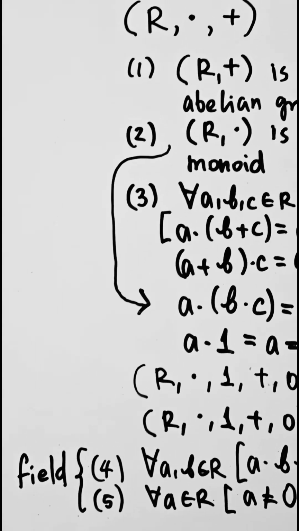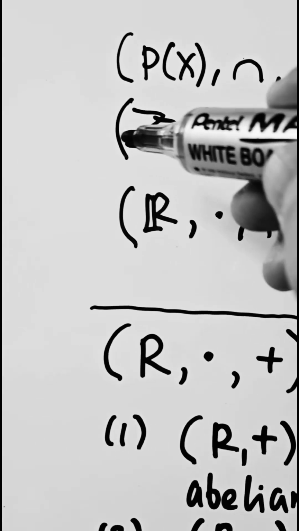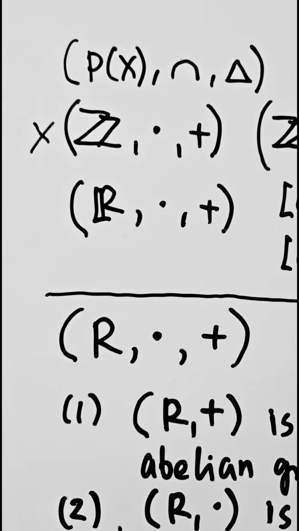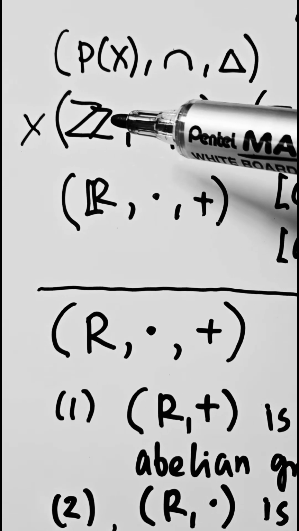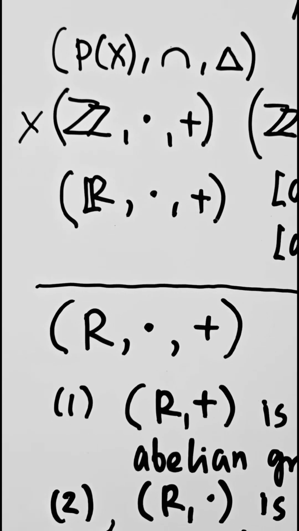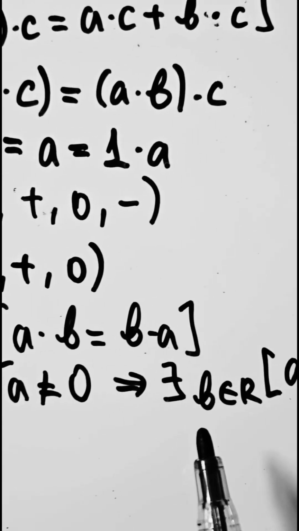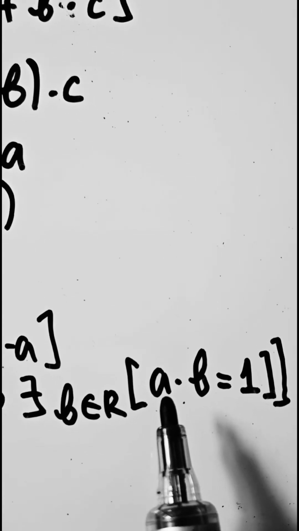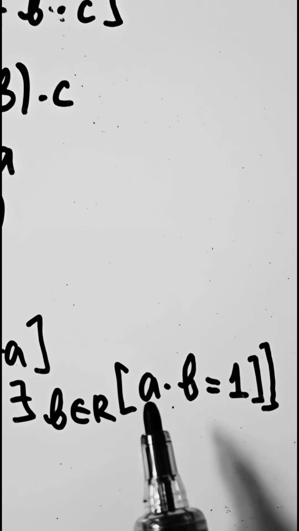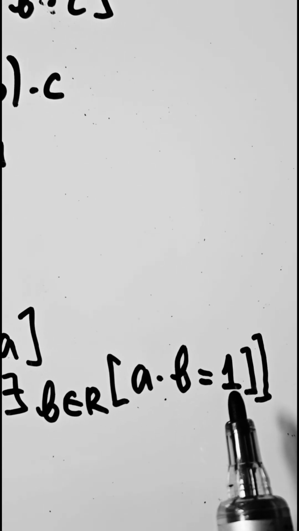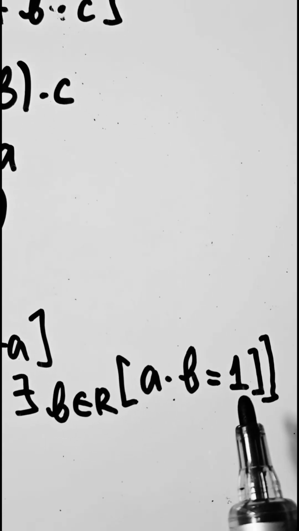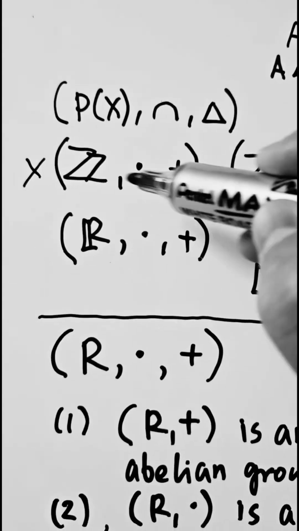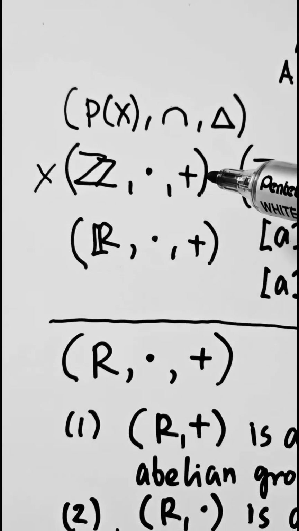Among the examples we considered, this one wouldn't be a field, since, for example, if I take the integer 2, it will not have the so-called multiplicative inverse. If I substitute 2 in the place of A, I won't be able to find another integer B such that 2 times B is 1. Of course, we know that 2 times 1 over 2 is 1, but 1 over 2 is not an integer. So this ring is not a field.